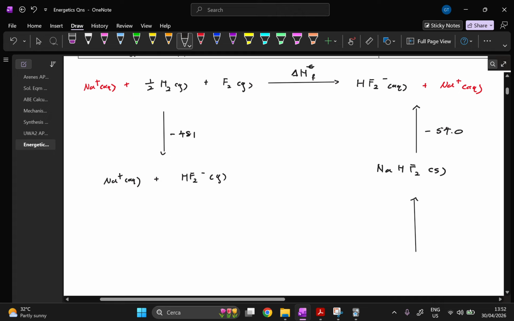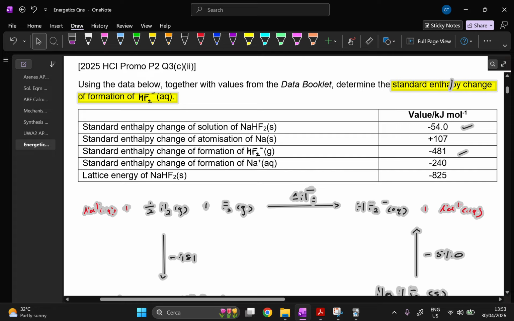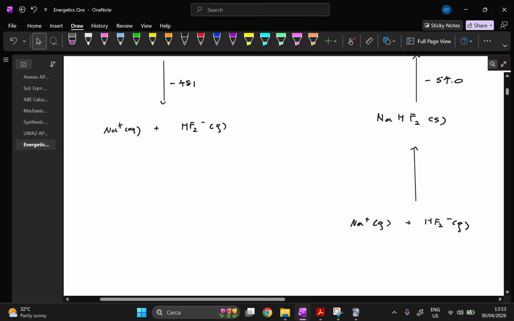Once again, don't just think about how can I get away from here? How can I get to here? Obviously, we associate the ionic solid also with its lattice energy. We encountered this in the Born-Haber cycle earlier. How to do this? And the lattice energy, which we're now going to use, is minus 825.